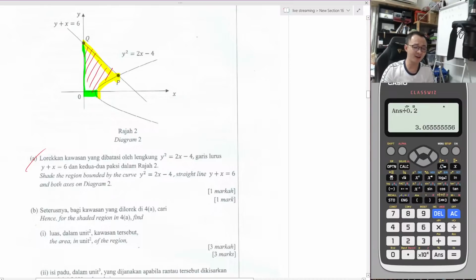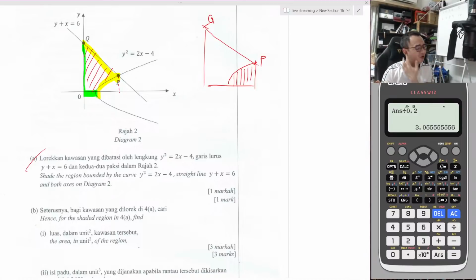In order to find this area, I will just draw a dotted line here. Then I should be able to see I have an area of trapezium, with point P here and point Q here. And then I want to minus the area under the curve, which is this part. So the logic is I just need to find the area of the trapezium and then minus the area under the curve.